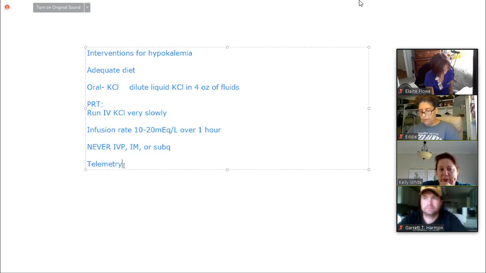That's what the purpose of telemetry is, that you can read the heart monitors all over the hospital. But when you have an out of whack potassium, you definitely want to keep an eye on their heart rhythm, because too high or too low can definitely make you have some crazy rhythms. Okay.